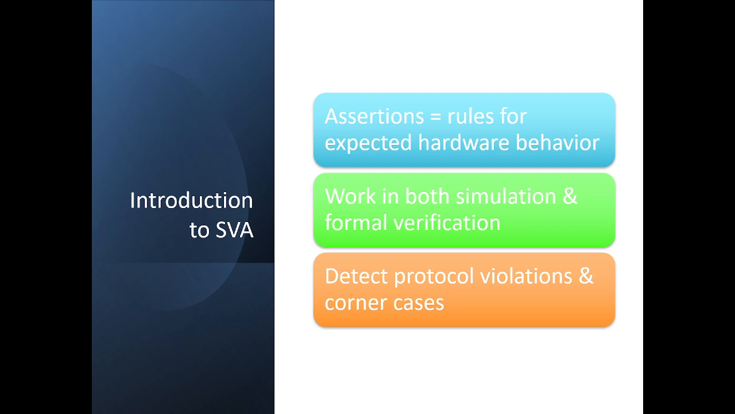The rules of the hardware behavior are written as assertions, and how they are used in simulation and verification, and how they detect protocol violations, all those things. Assertions are embedded into hardware verification. They let us describe expected behavior and catch bugs automatically in both simulation and formal verification as well.